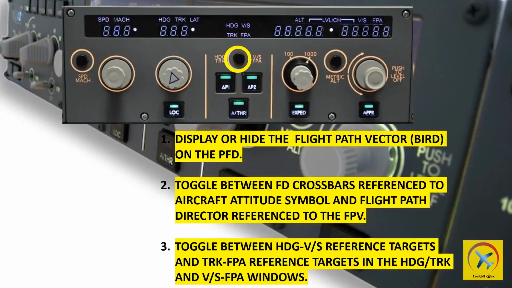When track flight path angle mode is selected, track appears above the heading or track window and flight path angle appears above the vertical speed or flight path angle window. Flight path vector and director is displayed on the primary flight display.